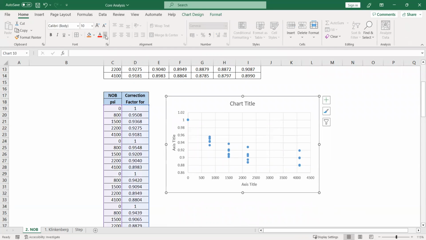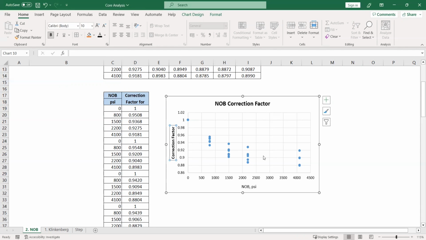I will color them black instead of gray, and then just use this NOB, net overburden correction factor. Make them bold. Okay, and then this should be the NOB in PSI. And then this will be the correction factor.